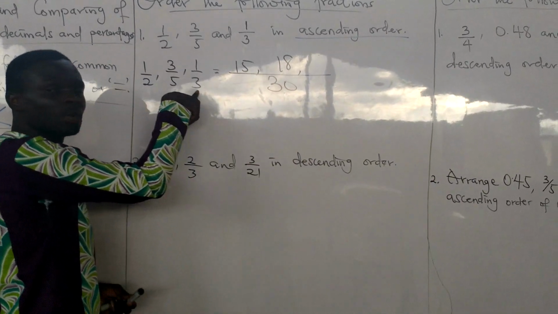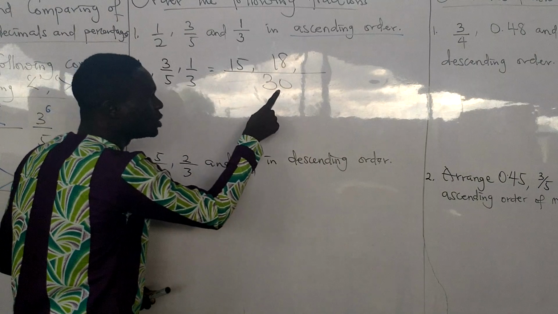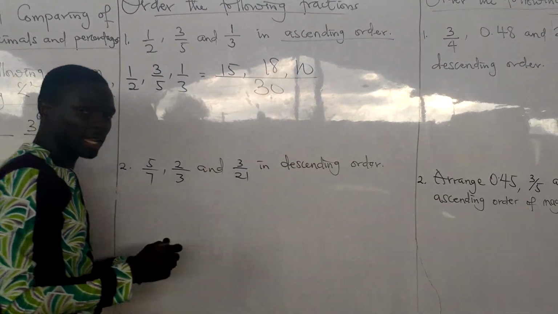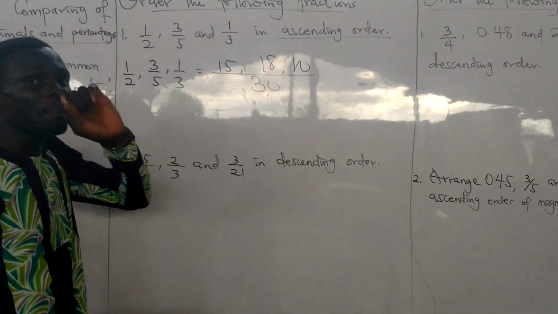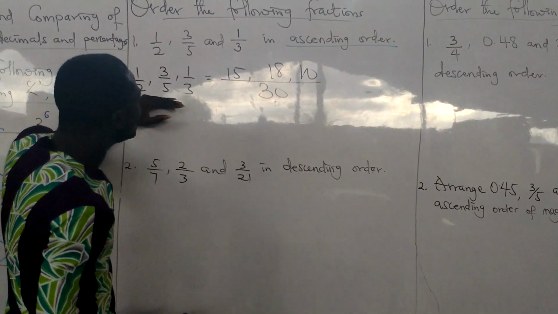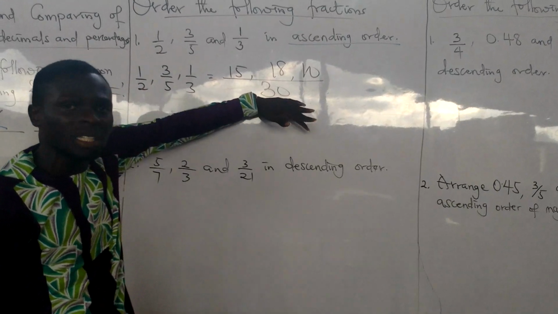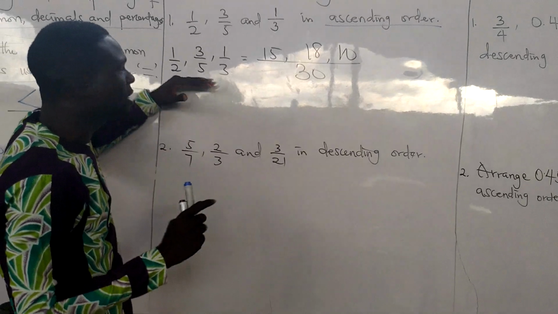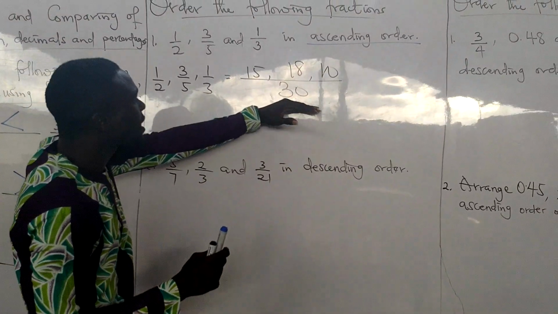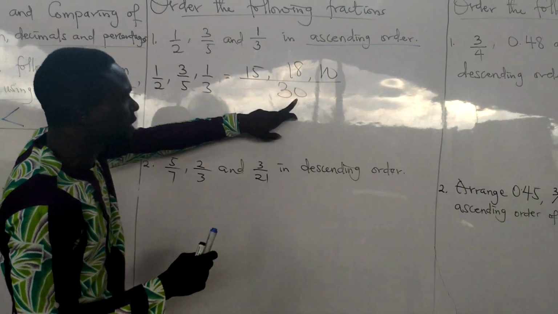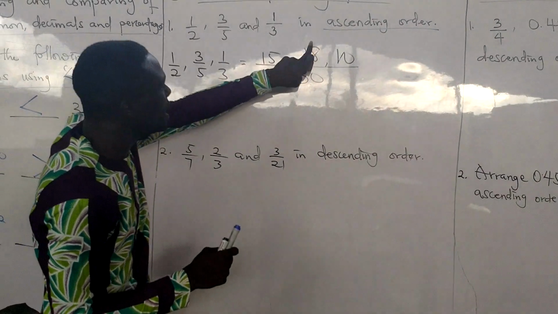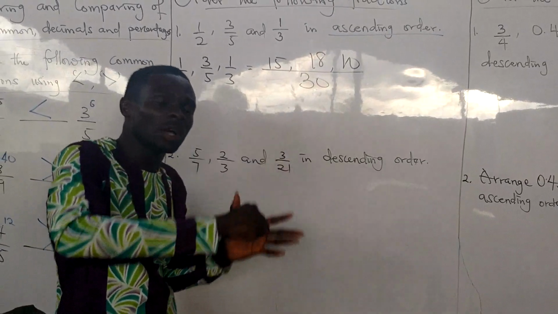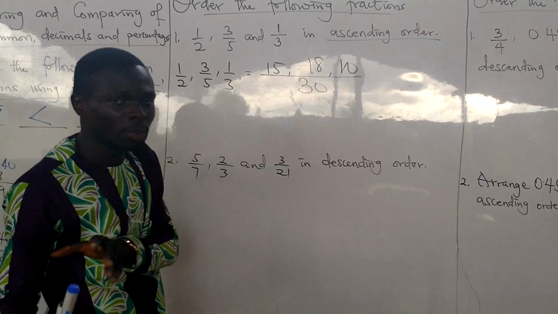Then I have the last denominator as 3. 3 will go into 30 10 times. So we use the 10 to multiply the numerator, and we are going to get 10. Now we can compare because they are all having the same or common denominator. With these before, we can't compare because the denominators are different. But now, 1 over 2 is 15 over 30, 3 over 5 is 18 over 30, and 1 over 3 is 10 over 30. So they all have the same denominators.